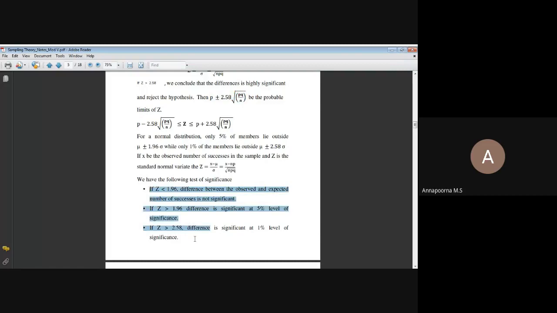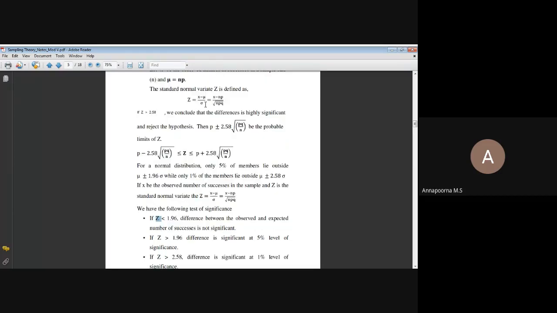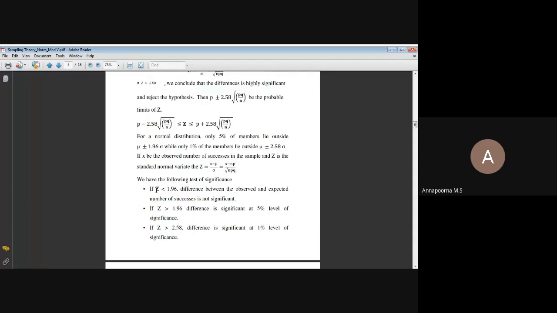You should understand that in the problem, if you get your z value, z is what? Z is x minus mu divided by sigma. Mu is nothing but n into p. Sigma is nothing but root of npq. So in the problem, if your z value is less than 1.96, then your conclusion is the difference between the observed and expected number of successes is not significant, because this is less than 1.96. So therefore your hypothesis is correct.